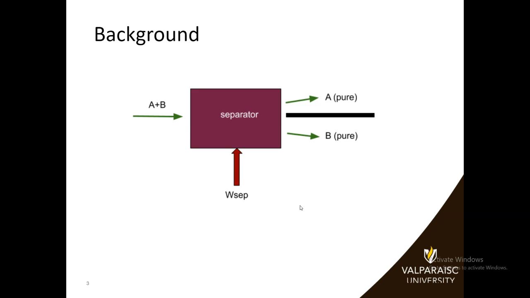We're going to assume that A plus B is that big lumped product and it's coming into a separator. We're going to supply WSEP or separation work to get it separated into pure A and pure B. In case of water, it's pure hydrogen and pure oxygen. In case of carbon dioxide, it's pure carbon monoxide and pure oxygen. Next, we're going to talk about the WSEP term.